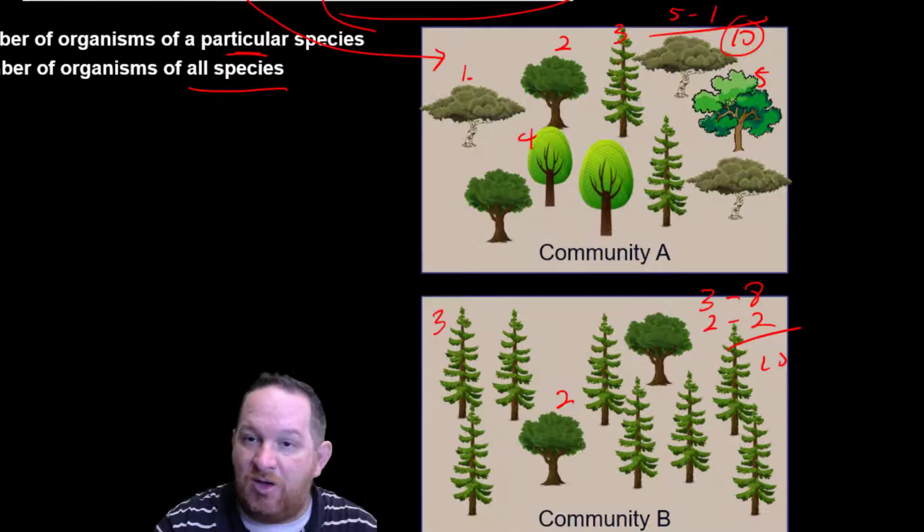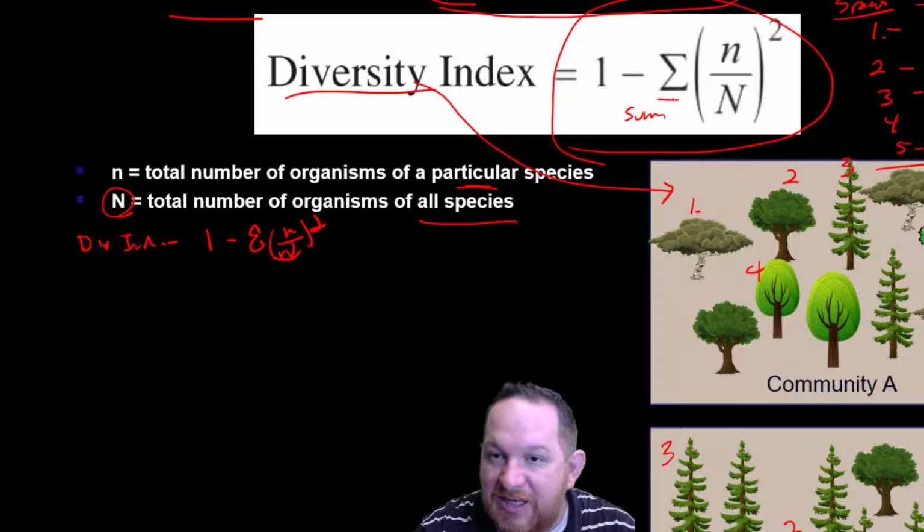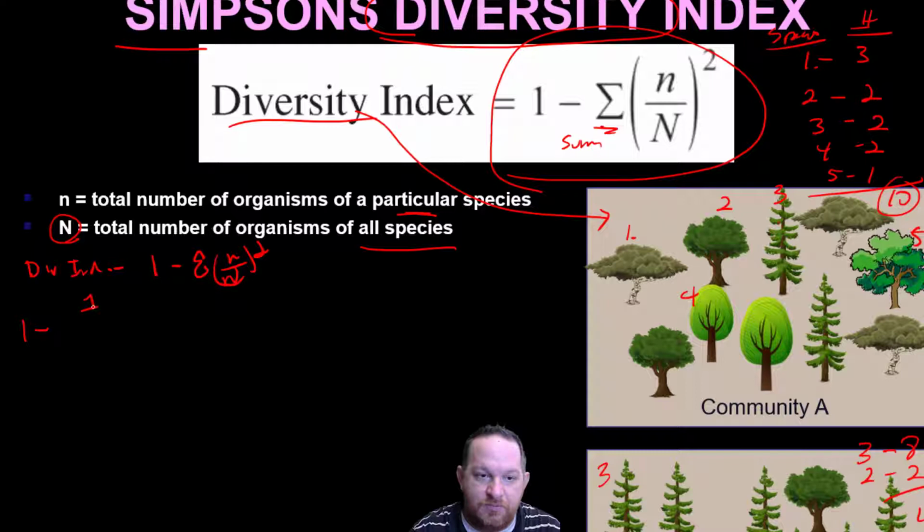So the diversity index is equal to 1 minus the sum of n over big N squared. So what we have to do is calculate it for each of those and then get the sum of it. All right, so let's start with species 1. So we're going to say 1 minus, so this will be species 1 here. It'll be N, which is the number of that, which is 3, over big N, 10 total, squared.